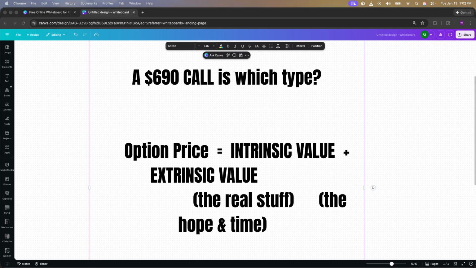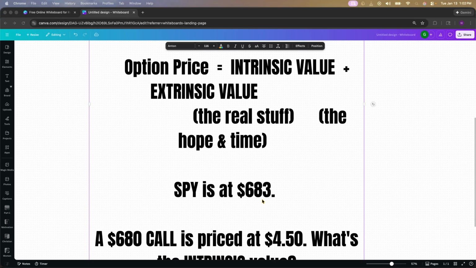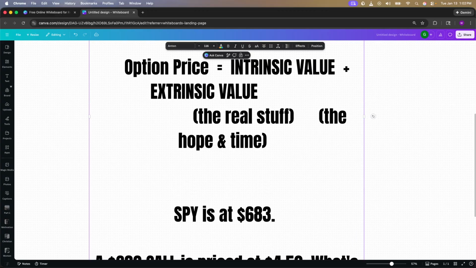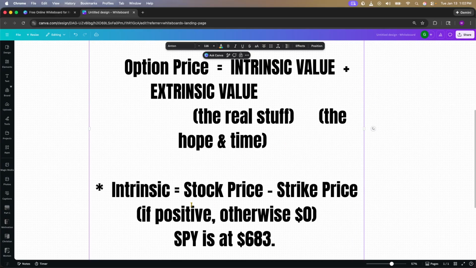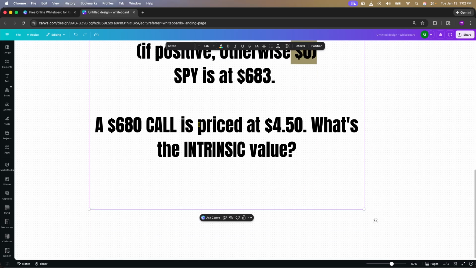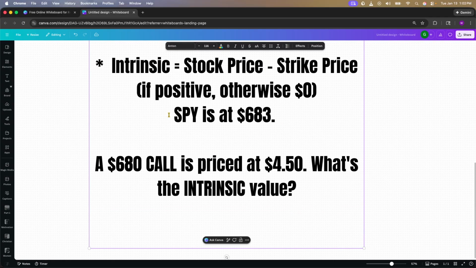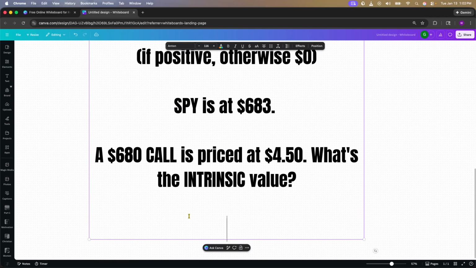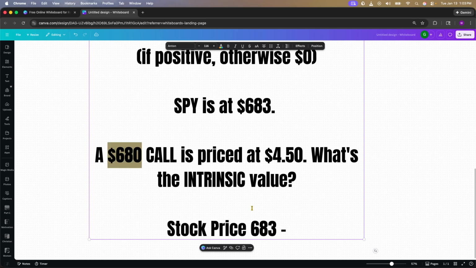The intrinsic is calculated by the following equation. So let's go ahead and bring this over. So intrinsic equals the stock price minus the strike price, right? If it's positive, perfect. If it's negative, it's going to be 0. So we have the current price, the current price of SPY is 683, minus the strike price 680. Strike price.